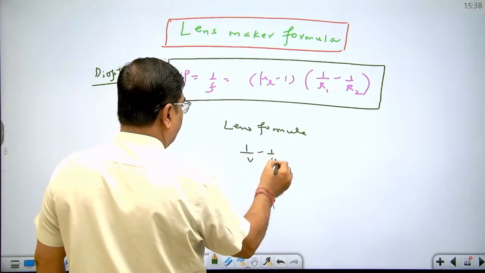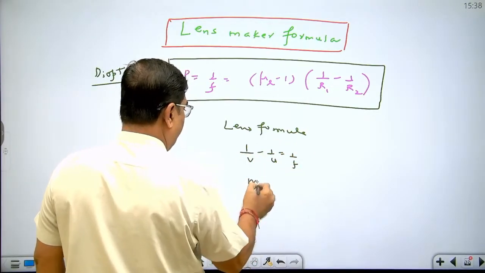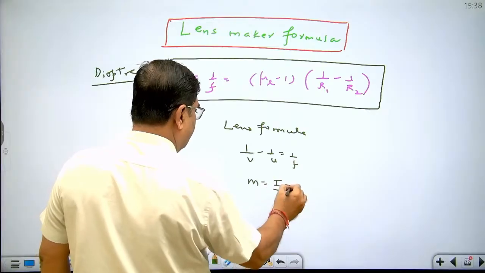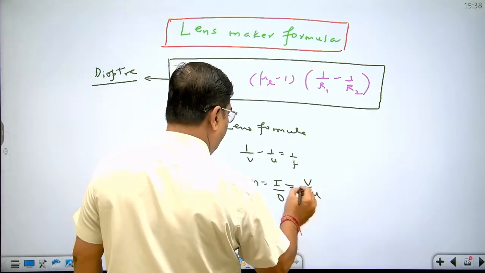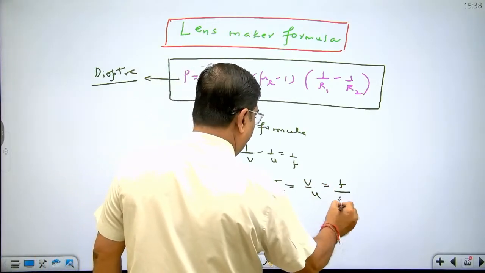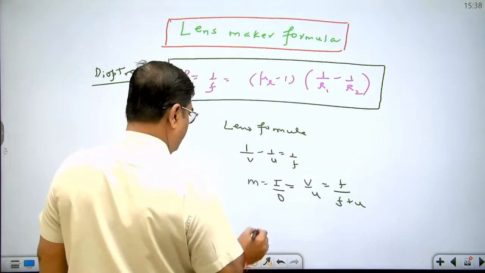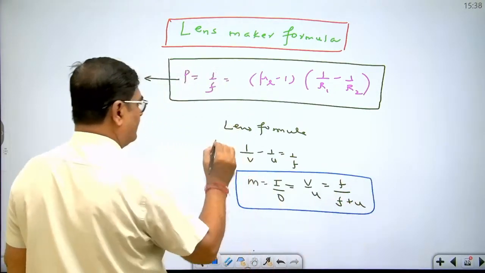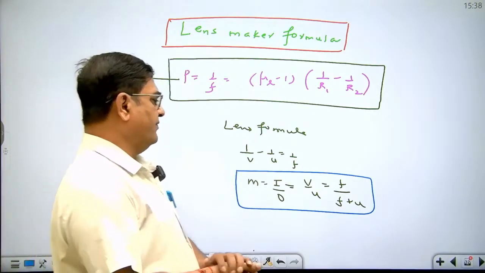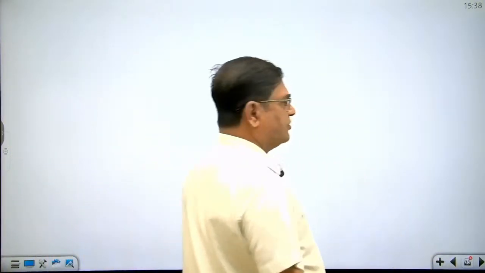1 upon v minus 1 upon u equals 1 upon f, where magnification equals size of image upon size of object equals v upon u equals f upon (f plus u). Dear student, let's start with problem solving so that we can understand the concept in a deeper way.